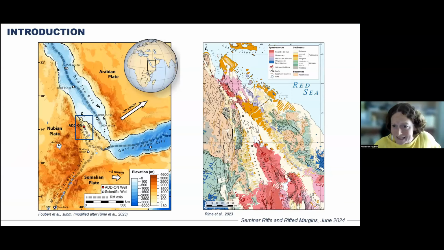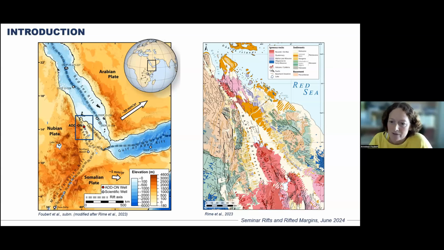Since the early days of the continental drift theory, the Afar triangle has been seen in the rift community as an ideal field lab where continental breakup and potential future oceanic spreading can be studied in detail.